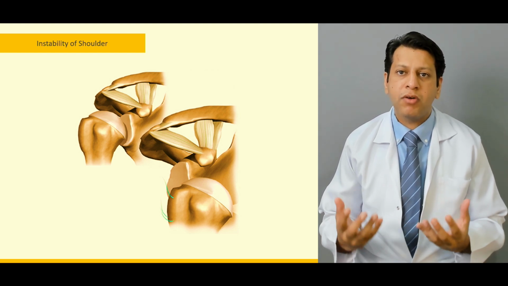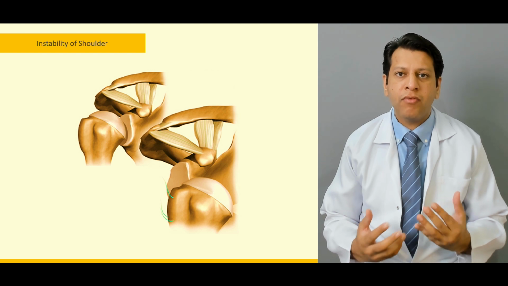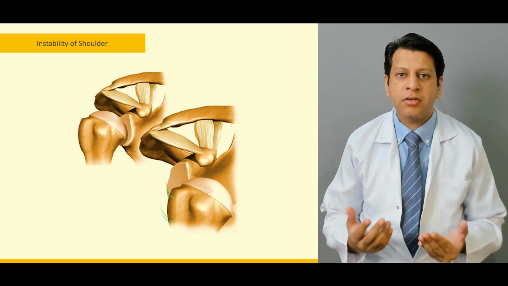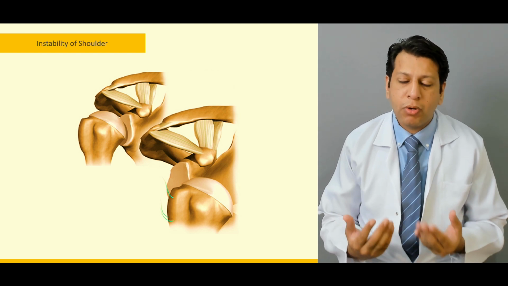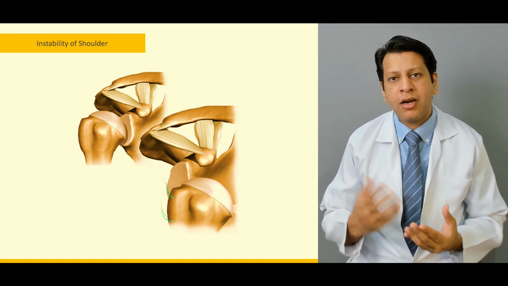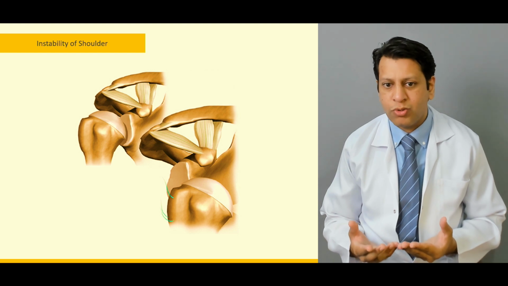There is a lot of movement which can take place at the shoulder joint, whether in the form of abduction, adduction, forward flexion, backward extension, or even circumduction. But what happens is it inherently produces instability at the shoulder joint as well.